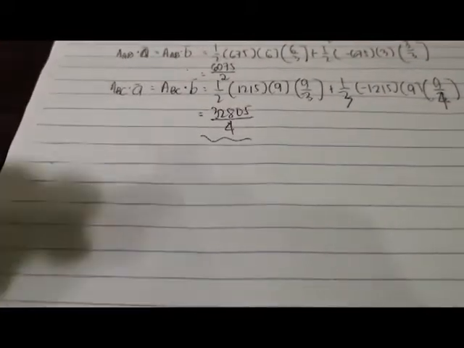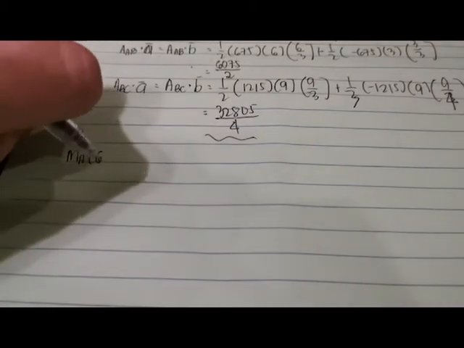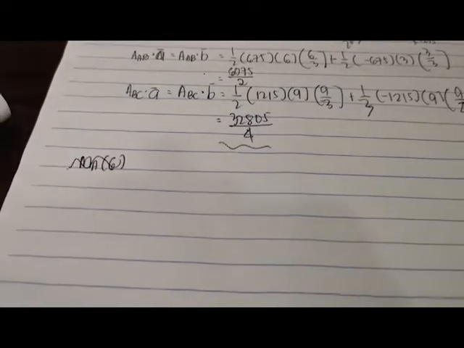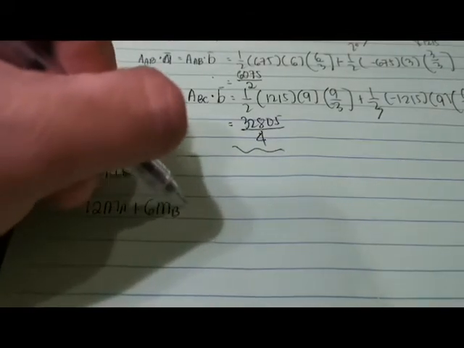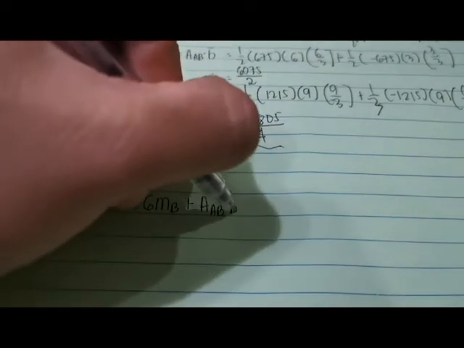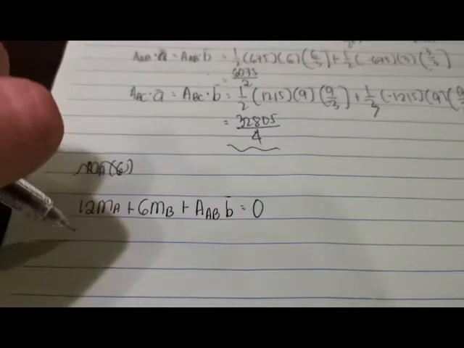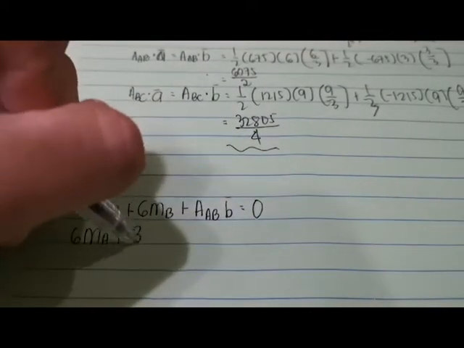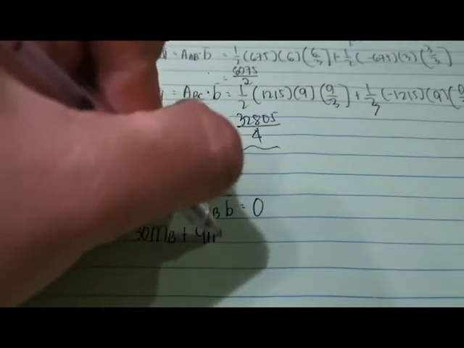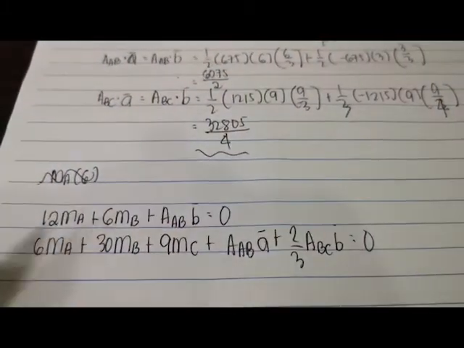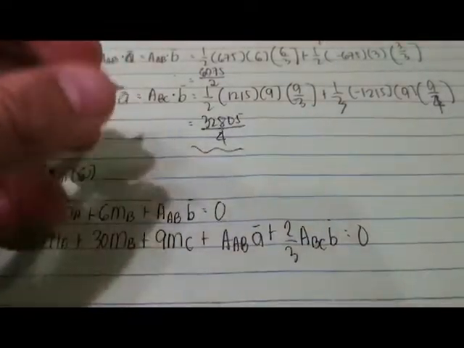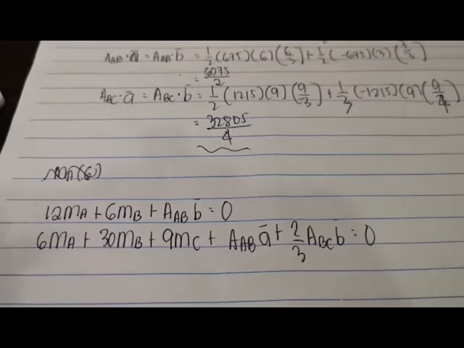So let's go back to the three moment equation from earlier. 12MA plus 6MB plus area AB times B is equal to 0. Next, 6MA plus 30MB plus 9MC plus 6 over 6 area AB times A plus 2/3 of area BC times B is equal to 0. We input all the values that we have. Your MC is equal to 135 kilonewton meter.